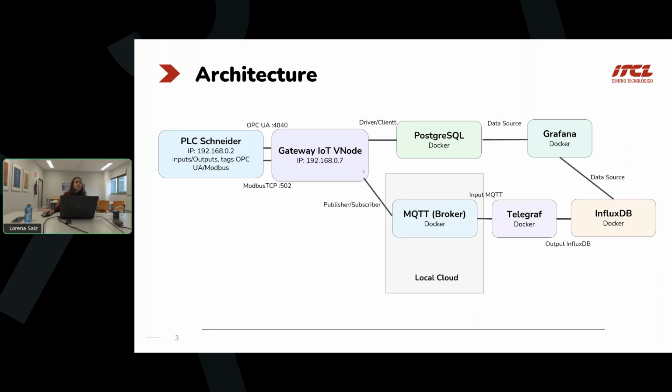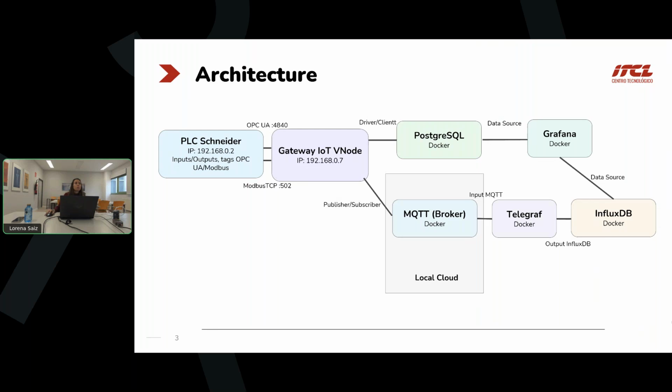This is the vNode IP that's going to be on my local host, on my computer. And then on Docker, I will have Postgres, Grafana, the MQTT broker, Mosquitto, Telegraf, and InfluxDB. We'll explain how we are configuring all of this in a Docker stack, and how we can enable each component and see how all of this starts working. So let's start with the demo.